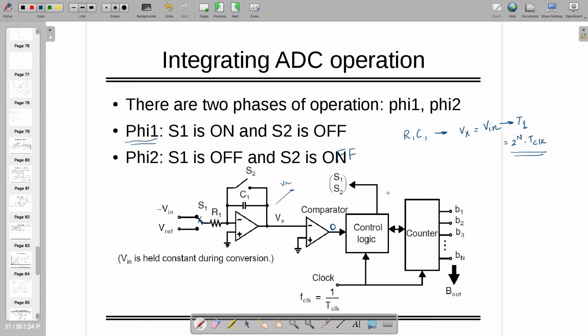The only thing is, afterwards we will end up in phase 2, where S1 is off, or it is connected to Vref. This is also off. Now this value is already at V in. The capacitor is charged at V in. When you are connecting at Vref, that might be equal to V in, or it might be less than some V in value. So this Vx value will try to reach the Vref value.